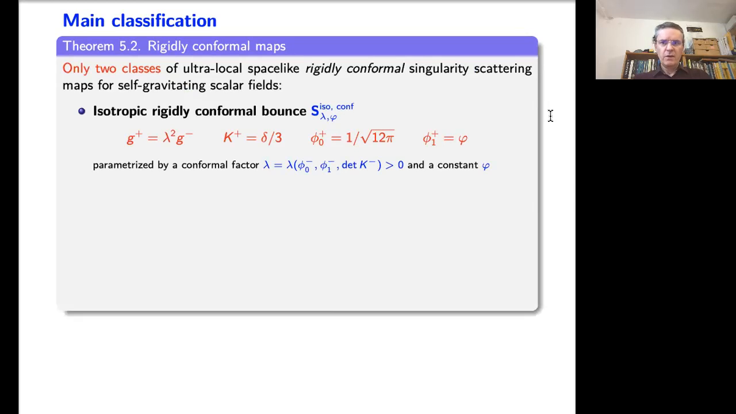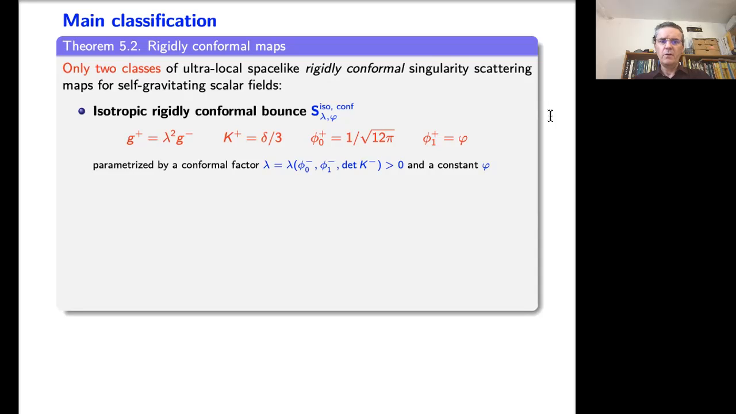So the first class is defined as follows. I need to tell you what the data are after crossing the singularity. So I give you g plus, K plus, phi 0 plus, phi 1 plus in terms of the incoming data. And the formulas are written in red on the screen. And you see that the metric after the singularity is a conformal multiple of the metric before, where the multiple depends on the matter content, phi 0 minus, phi 1 minus. This defines the matter content of the spacetime, and it depends on the determinant of K minus.